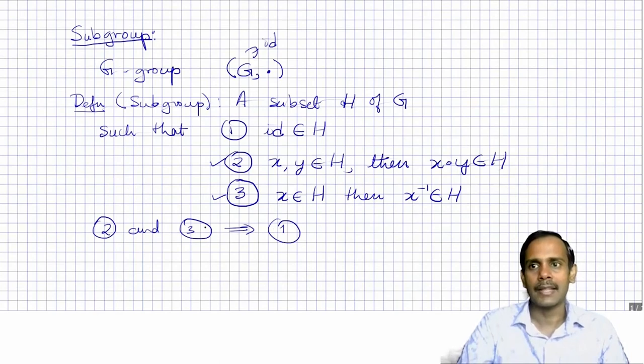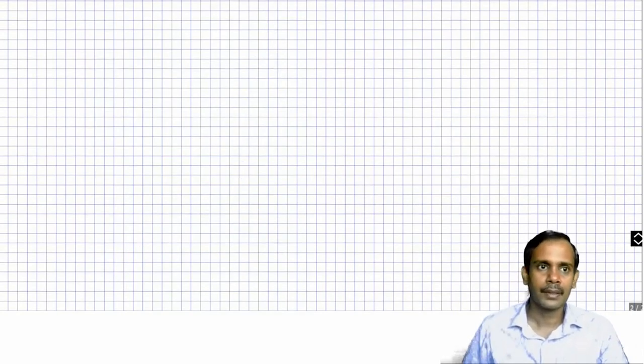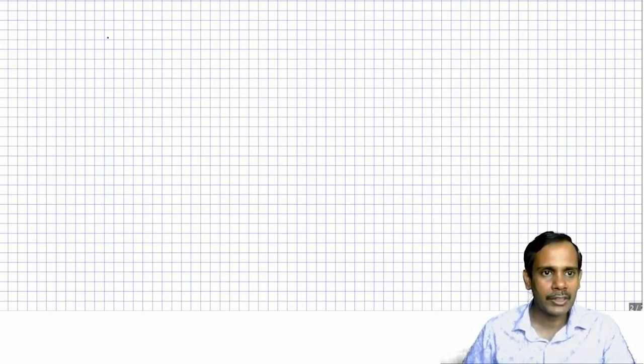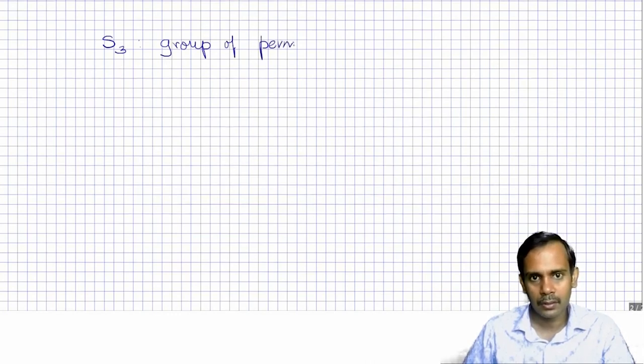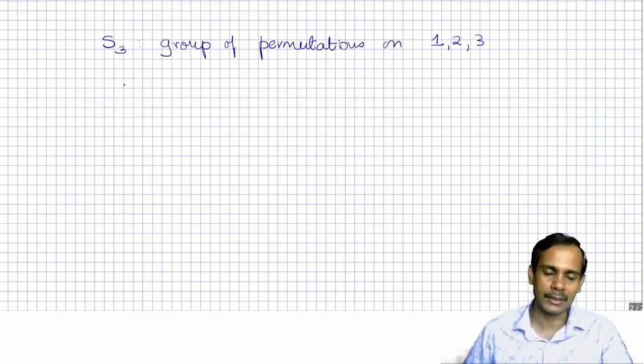Okay, now let's look at some examples of subgroups. You may remember that we have this group of permutations. S3 is the group of all permutations on 3 letters. It's all the ways of taking the numbers 1, 2, 3 and rearranging them, bijections from the set 1, 2, 3 to itself. So this group has 6 elements. I'm going to show you some subgroups of this group.